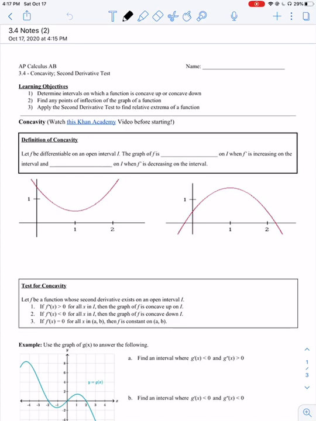Remember, you can also use the first derivative test. So this is another method, which is sometimes faster, but sometimes not necessary.